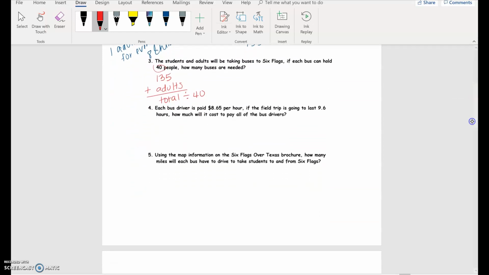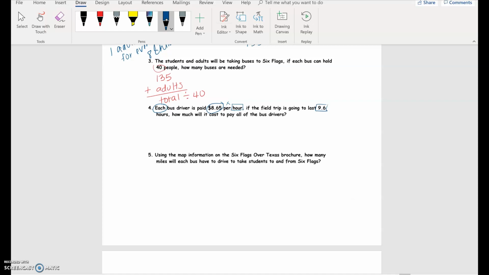All right, so number 4, it says each bus driver is paid $8.65 per hour, by the number of hours. And it says it's going to last 9.6 hours. So one bus driver will earn $8.65 for each of the 9.6 hours. Okay, so that's for one bus.